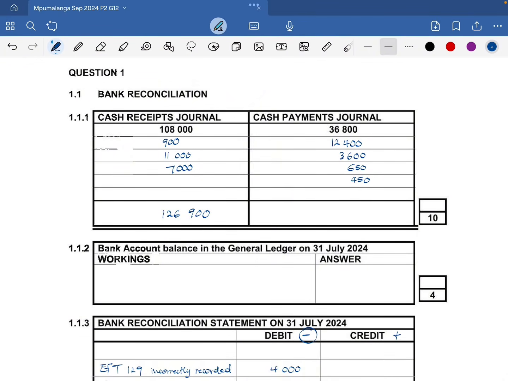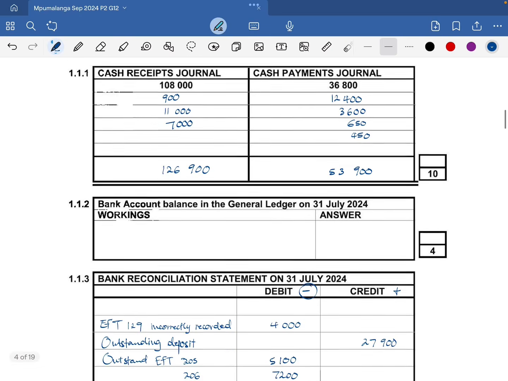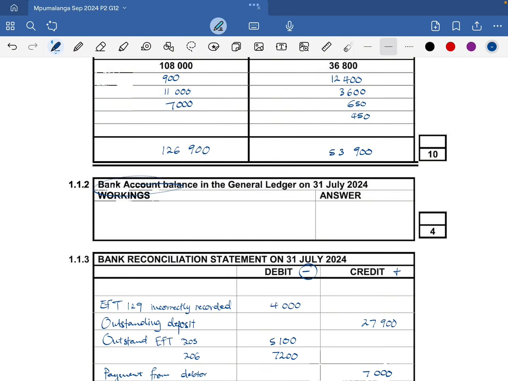And that gives 126,900. And then we're going to quickly sum up the 36,800 plus 12,400 plus 3.6k plus 650 plus 450. So make sure when you're pressing you're getting the correct numbers. Okay, so that's 53,900. Now let's quickly calculate the bank account balance in the general ledger on the 31st of July 2024, and we can just simply get our easy 4 marks.